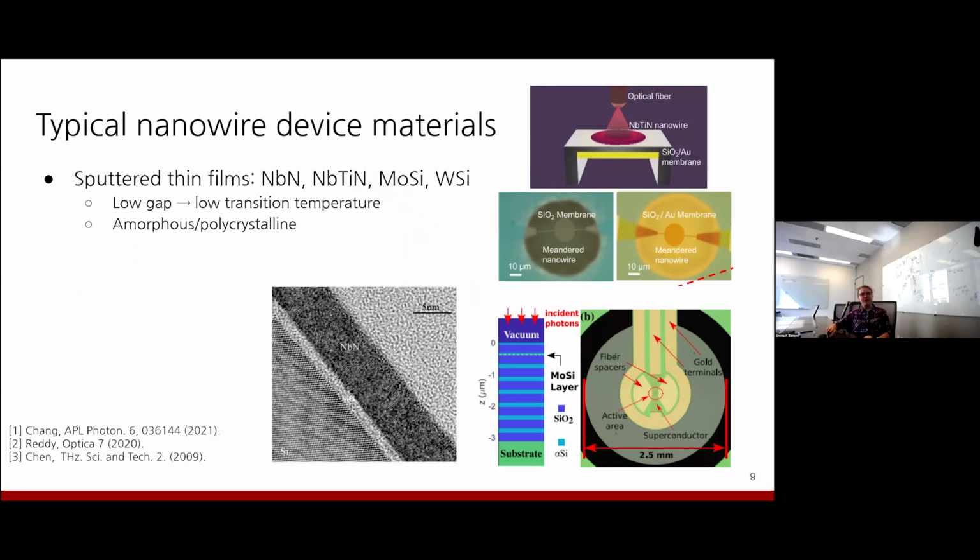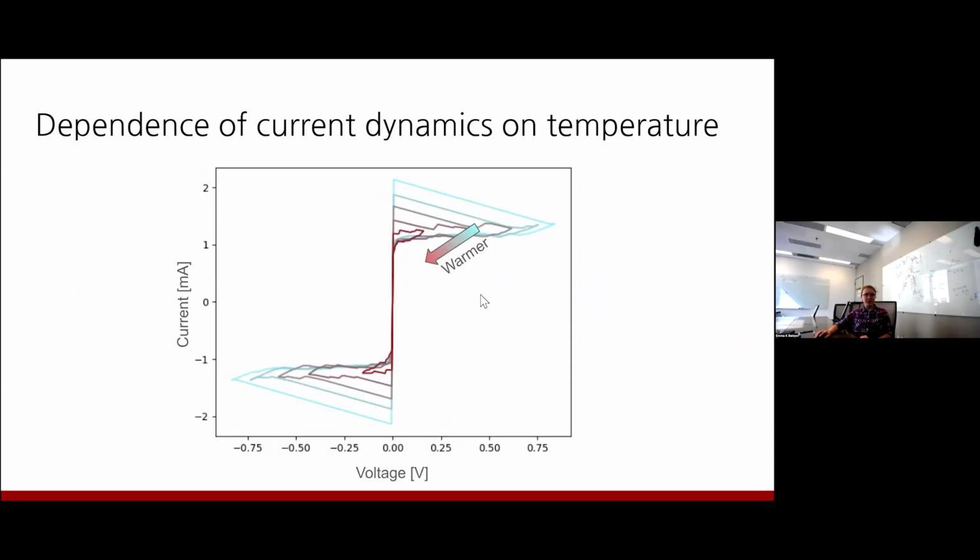At first, this may not seem like maybe such a bad thing, but when we consider, for instance, that our current dynamics are actually dependent on temperature, the closer we operate our device to the transition temperature point, the less we have these really dramatic hysteretic switching shapes to our current voltage curve. And so that really degrades the device performance.